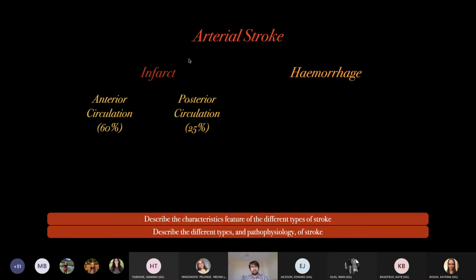And if it's an infarct, we divide it based on the type of artery that's affected, right? So is it the anterior circulation or is it the posterior circulation? If it's the anterior circulation, that's about 60% of all strokes, and posterior circulation infarcts are about 25% of all strokes. Hemorrhage, on the flip side, is intracerebral, meaning within the brain, or subarachnoid, meaning deep to the arachnoid mater of the meninges, within that subarachnoid space.